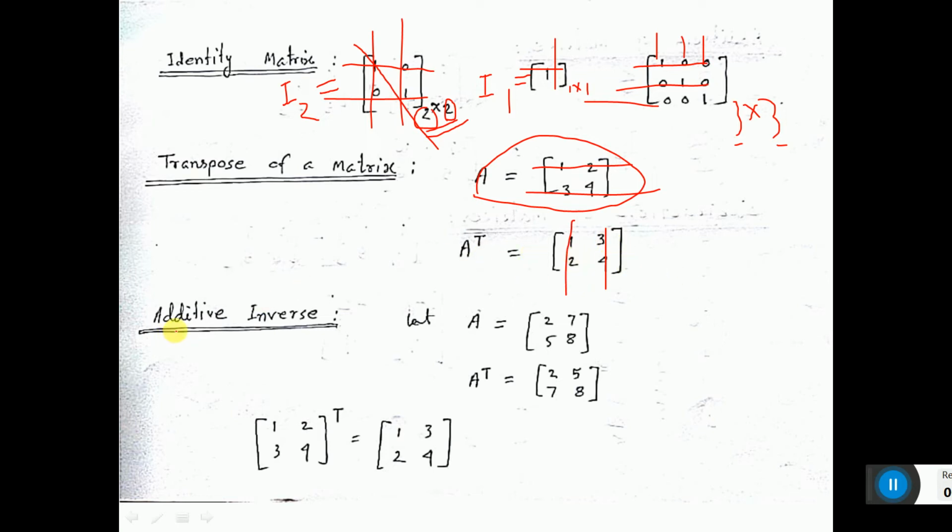Okay, next, additive inverse. If I say that A equals this matrix, then no, this is transpose. I made a mistake. This is the transpose matrix. Transpose, T R A N S P O S E, transpose.